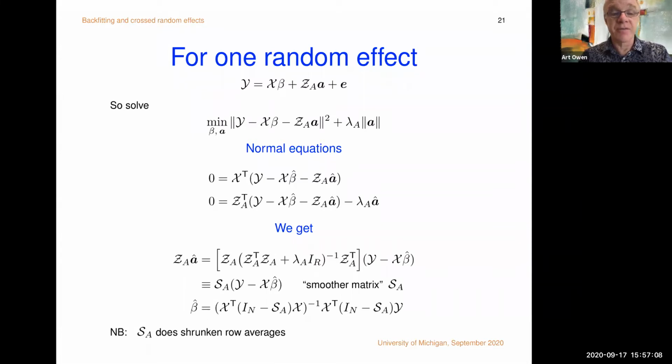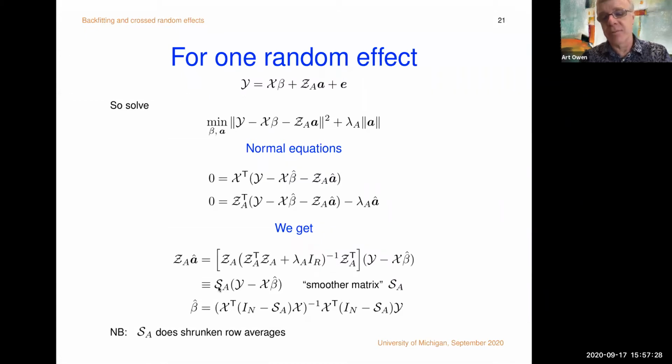So that's a vector of length n that plops everybody's row effect into their data point, and you get matrix, matrix, matrix residual. Okay, so y minus x beta hat, that's the residual after you regress on x, times this thing here. And Trevor calls that a smoother matrix. So we'll call it S sub A, smoother matrix.